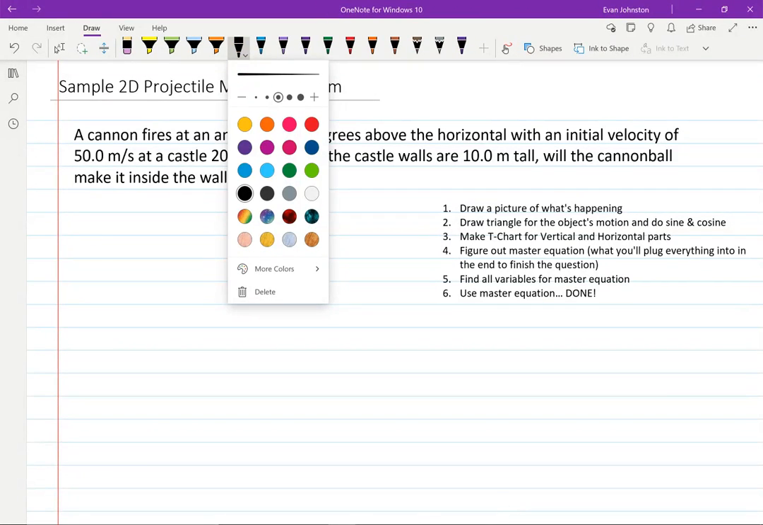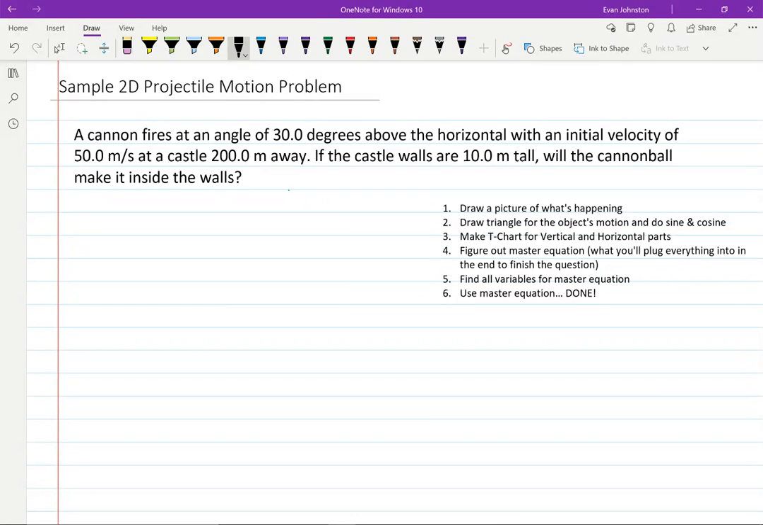Here we go. We're going to check out a 2D projectile motion problem, so let's just start out by reading it. A cannon fires at an angle of 30.0 degrees above the horizontal with an initial velocity of 50 meters per second at a castle that is 200 meters away. If the castle walls are 10 meters tall, will the cannonball make it inside the walls? So essentially, are the people safe, or should they be watching out, right?